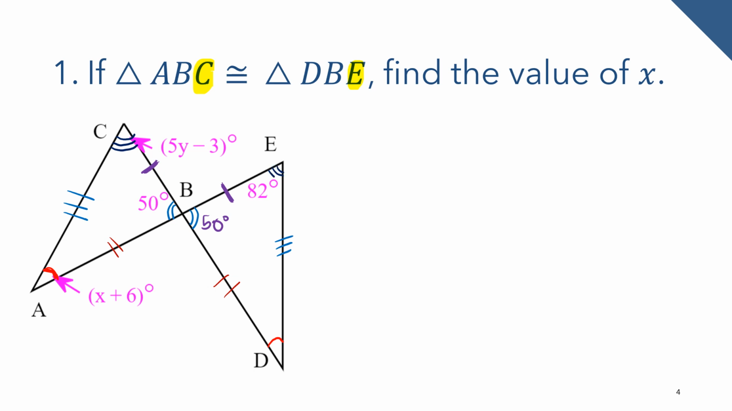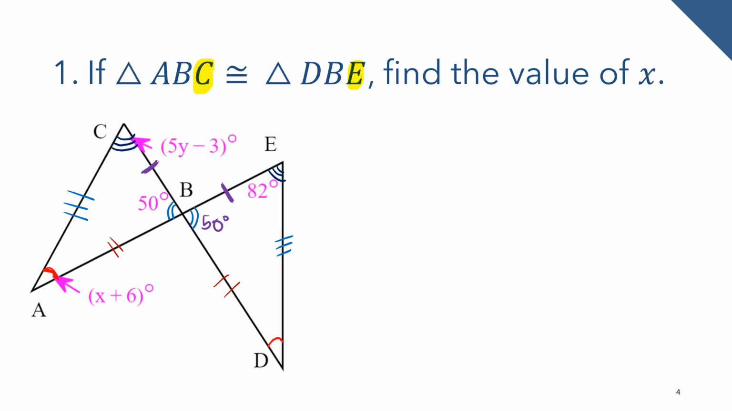1, 2, 3. All right, now look over here on E. They told you that E is 82 degrees. Here on the triangle on the left, they had it labeled as 5y minus 3. That's not super helpful. We don't know what y is. They didn't tell us what y is.